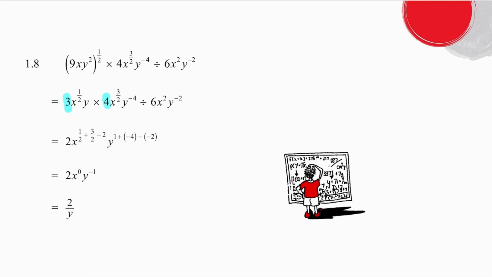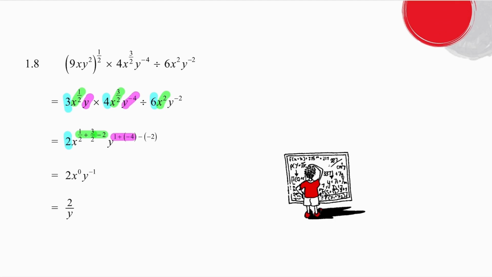Take the numbers. 3 times 4 divided by 6 is 2. Then take the base x. x to the half times x to the 3 over 2. I'm multiplying, so add the exponents. I'm dividing by x squared, so subtract the 2. With the y's, this is y to the 1 times y to the minus 4.